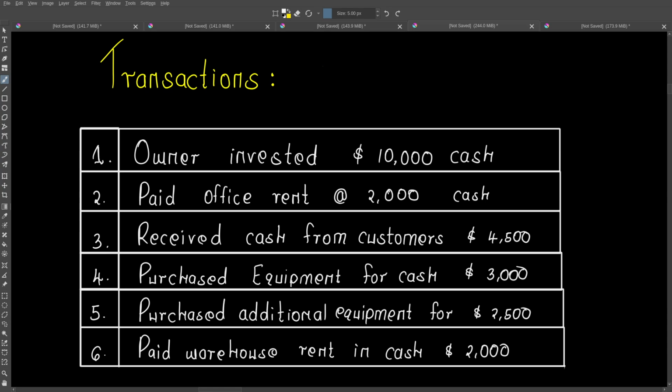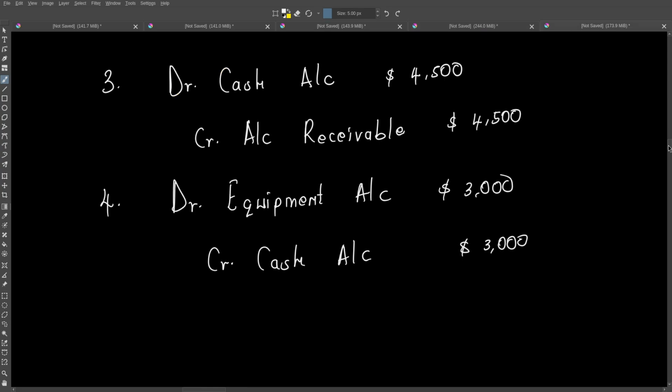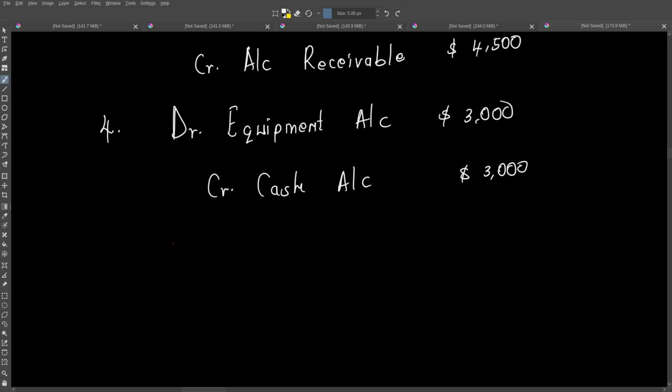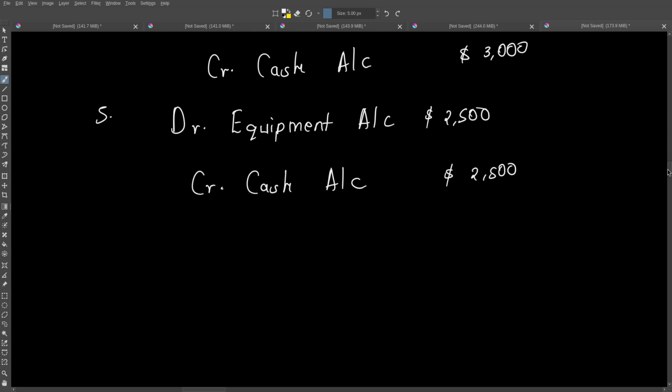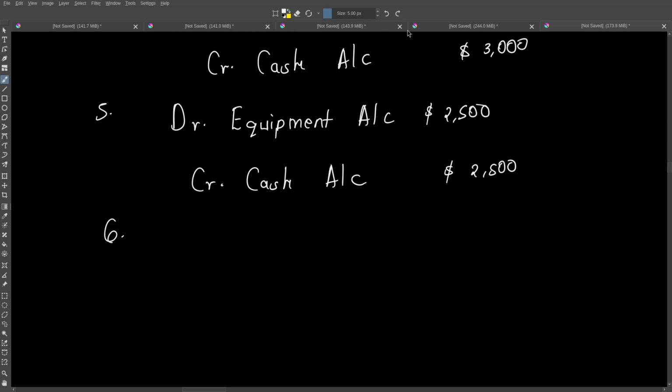Then the business again purchased additional equipment of amount 2,500. That is the same. To record, you debit the equipment account to increase it, because equipment account is an asset account. Okay, that is an amount of 2,500. Then we are going to credit cash, because remember again we are paying. So to reduce the cash account, we are going to reduce the cash account by 2,500. Then we have the sixth. Let us look at the sixth transaction.